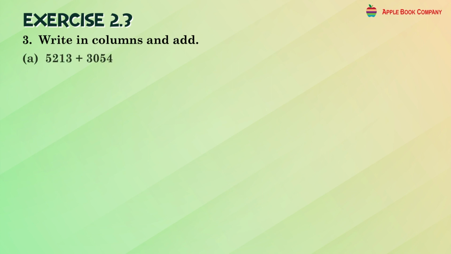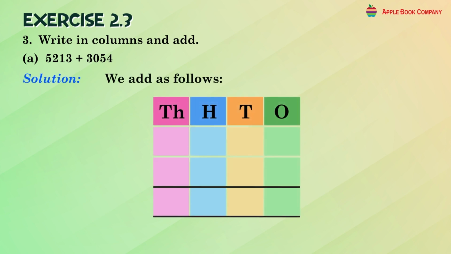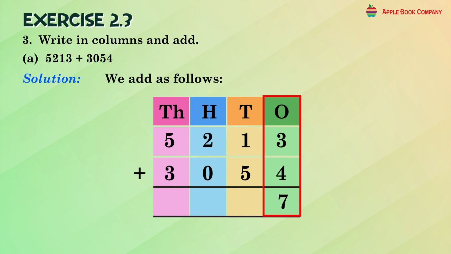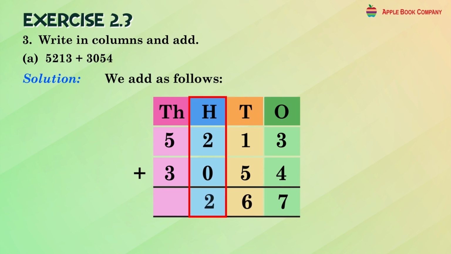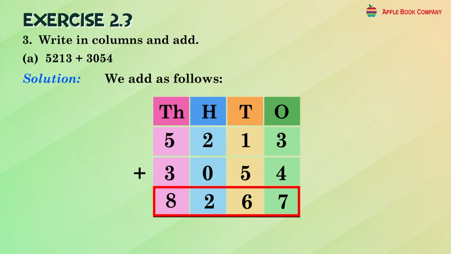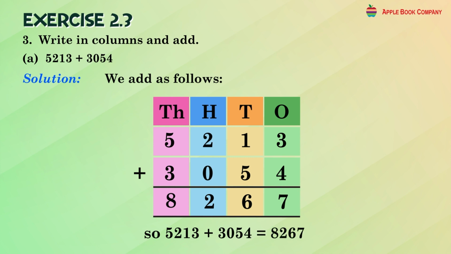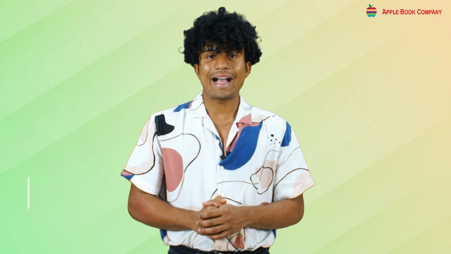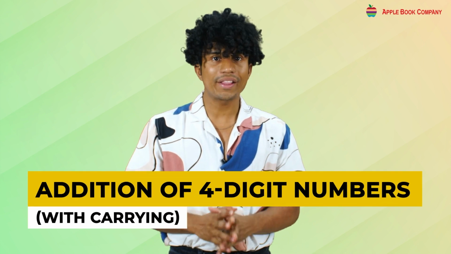Write in columns and add. We've been given the number 5213 plus 3054. Now, when we place them in the correct columns, we have 5213 plus 3054. We are adding ones, which is 3 plus 4 is 7. 5 plus 1 in tens is 6. 2 plus 0 is 2 in hundreds. And 5 plus 3 is 8 in thousands, which gives us 8267. So, the total of 5213 plus 3054 is 8267.